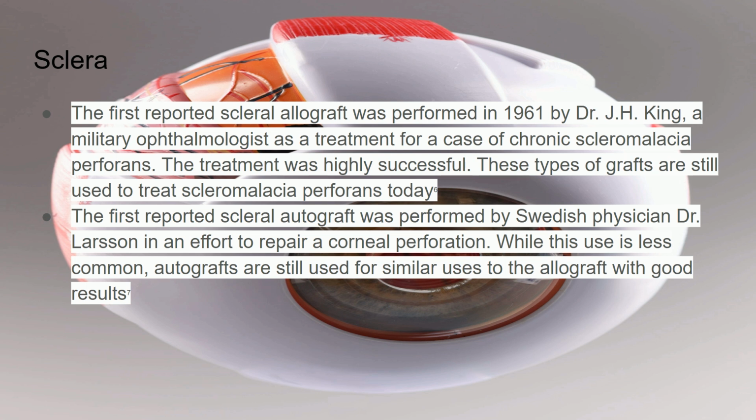J.H. King. He was a military ophthalmologist, really a smart man if you look at his research, but he was treating a case of chronic scleromalacia perforans and ended up having really successful outcomes with this and documented his research really well. And so these types of grafts are actually still used today for cases like scleromalacia perforans. They're not super common, but they have been used and are very successful.